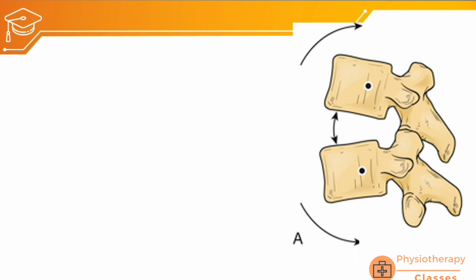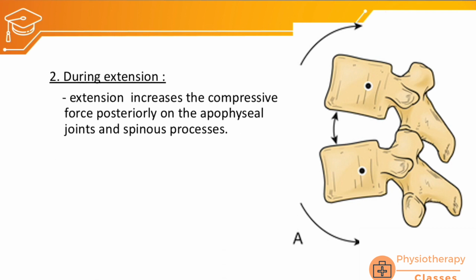Now coming to compressive and distractive force during extension. During extension, the compressive loading is on the posterior aspect of the vertebra, that is the pillars and the spinous processes, whereas there will be distractive force anteriorly, which will be separating the vertebral bodies from each other, creating more space for the intervertebral disc to shift anteriorly.